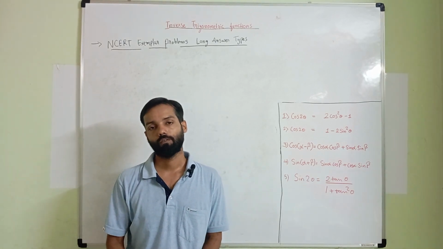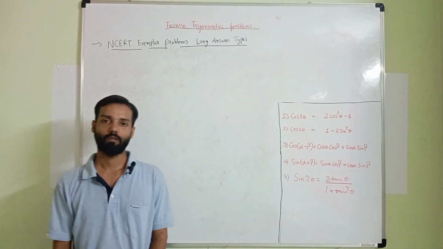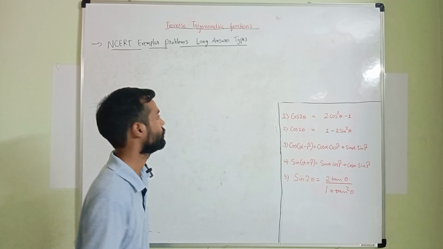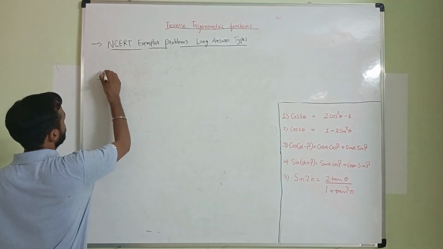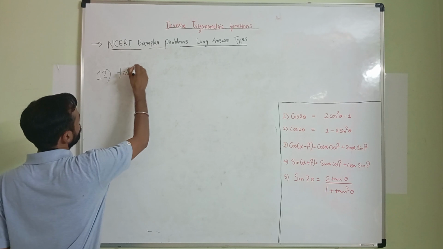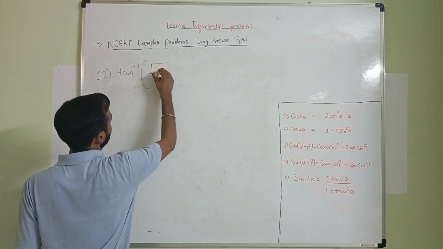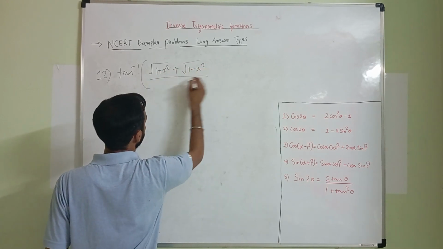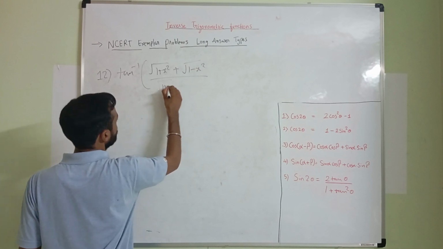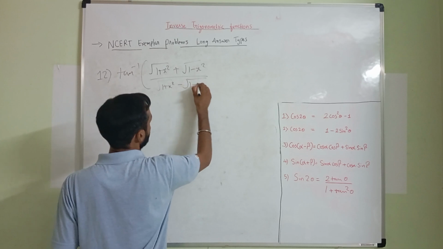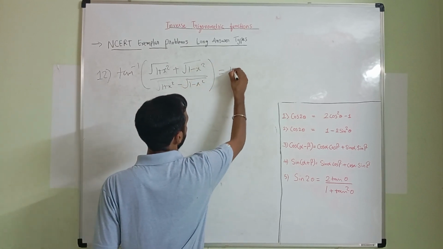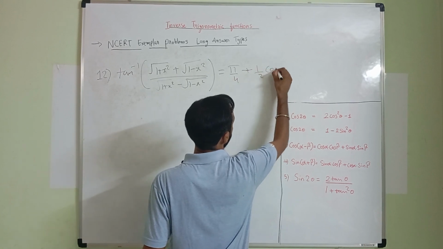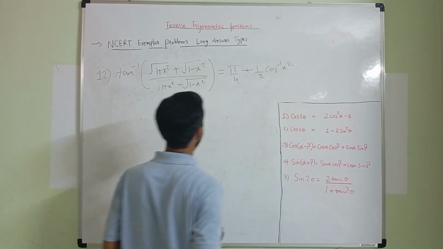Students, in today's session we will solve long answer type questions of NCERT example for inverse trigonometric functions. So this would be example number 12. We have to prove tan inverse of (under root 1 plus x square plus under root 1 minus x square) upon (under root 1 plus x square minus under root 1 minus x square) is equal to pi by 4 plus half of cos inverse of x square.